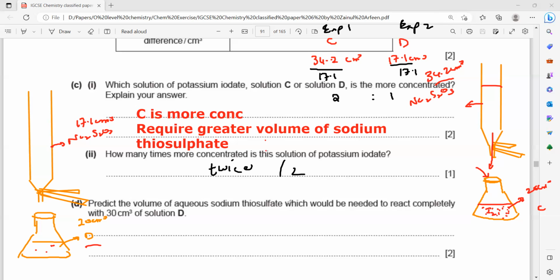Predict the volume of sodium thiosulfate that would be needed to react completely with 30 cm cube of solution D. Look, if we had 20 cm cube of solution D, how much thiosulfate was needed from a burette? We need 17.1. So if we have 30 cm cube of solution D, how much thiosulfate is needed for a complete reaction, X? So what we do, we just cross multiply. 20 required 17.1, so 30 cm cube required X. What's the answer for this?